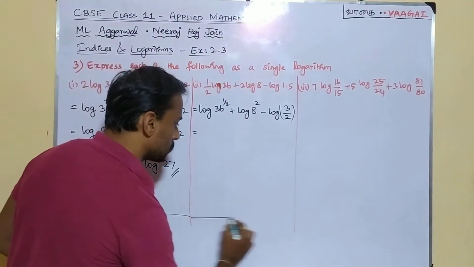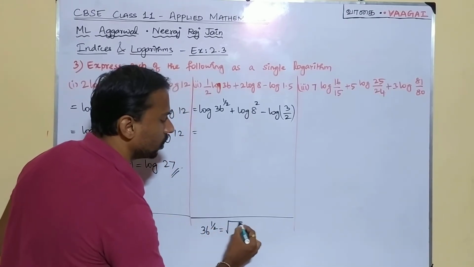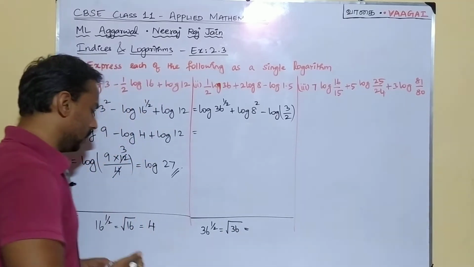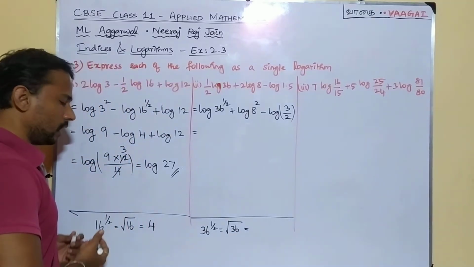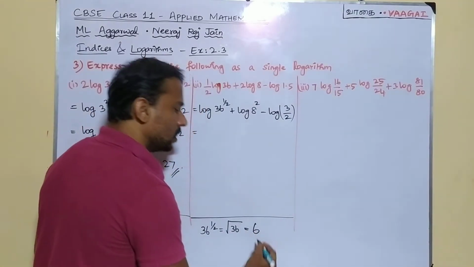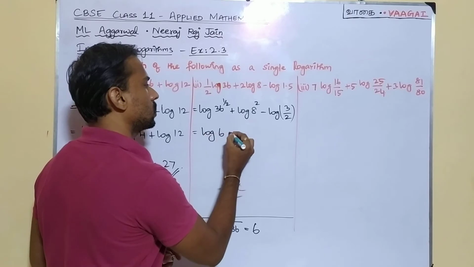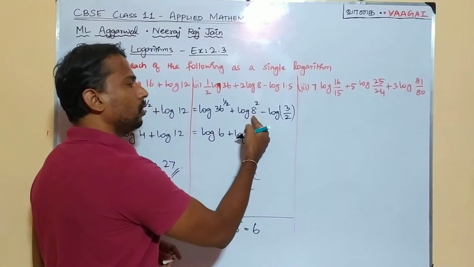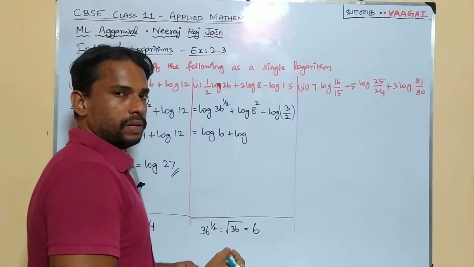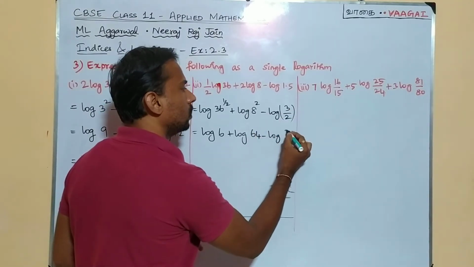How can I write 36 power half? 36 power half can be written as square root of 36. Okay, as usual, like how we did for the previous question, any number raised to power half will be square root of. So square root of 36 will be 6, right? So that means here we will have log 6 plus log, what about this one, 8 square? 8 square will be 64, right? So 64 minus this will be as it is, log 3 by 2.